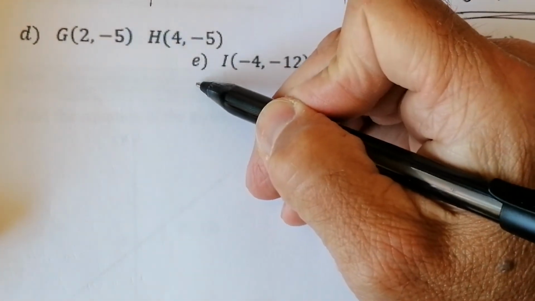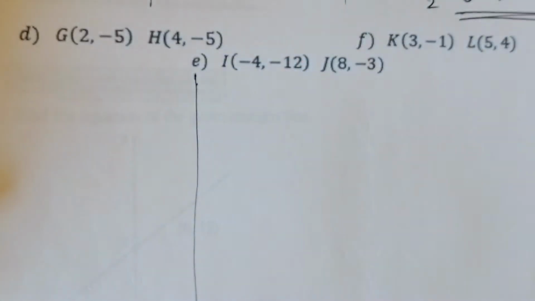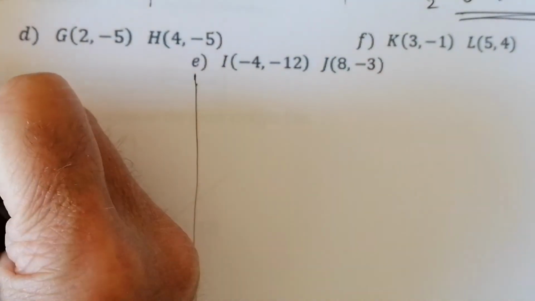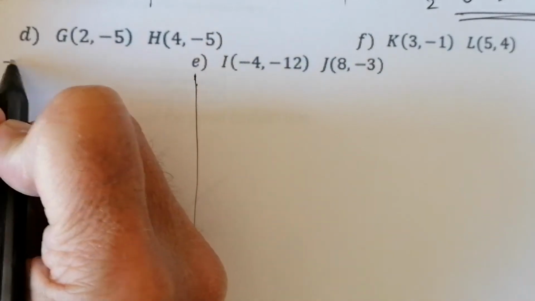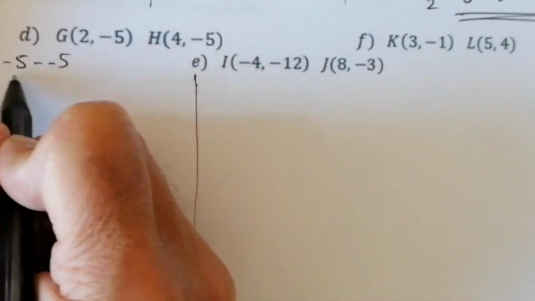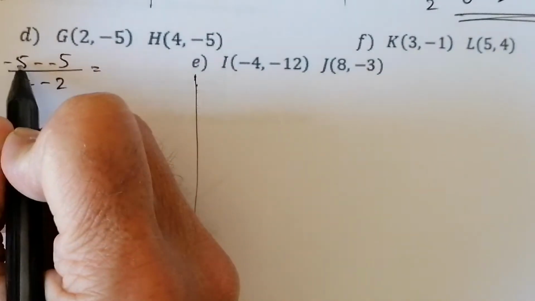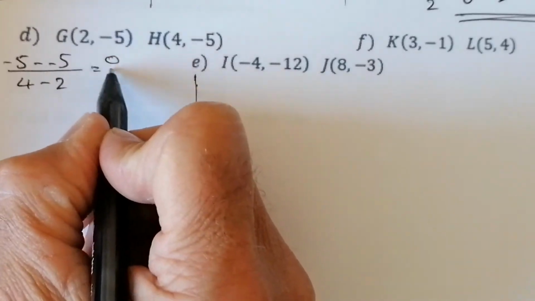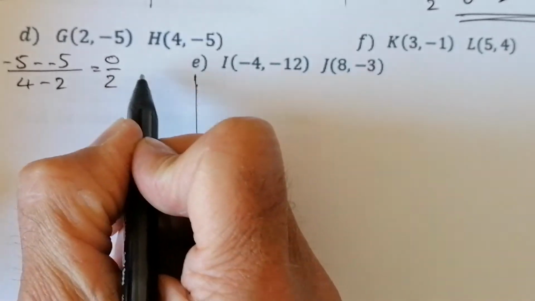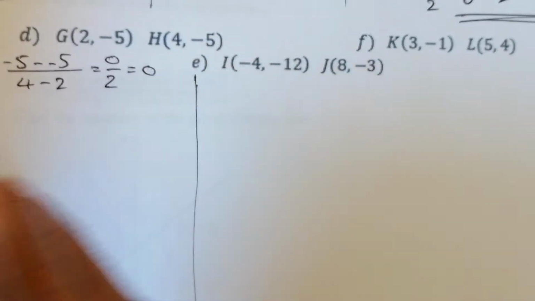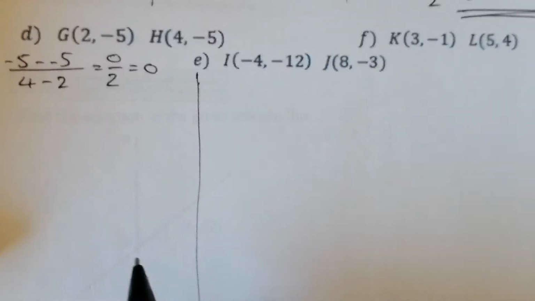Okay, and again, you can freeze the video if you like and try these ones here. So I've not got a gradient, so I'll work out my gradient. So minus 5 take away minus 5, all over 4 take away 2. So minus 5, and that'll be a plus 5, gives me a 0 on the top there. That'll give me a 2 on the bottom. 0 divided by 2 is 0, so that'll be a horizontal line.